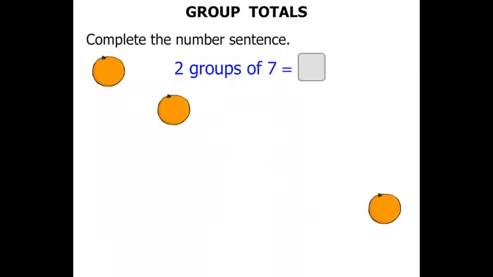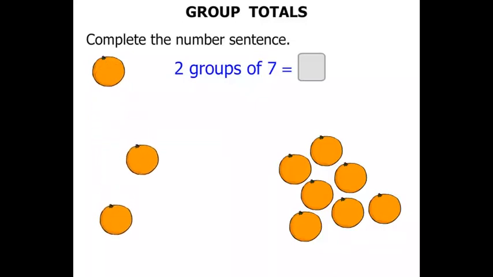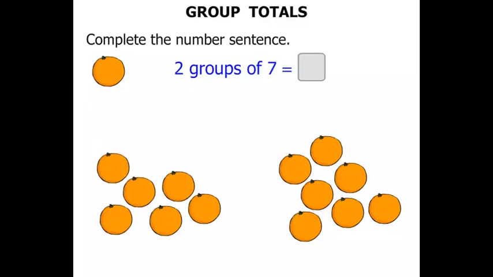1, 2, 3, 4, 5, 6, 7. Right, at the moment that's 1 group of 7. We need 2 groups, so let's start another group. 1, 2, 3, 4, 5, 6, 7. We've got another group of 7. So now we have 2 groups of 7.